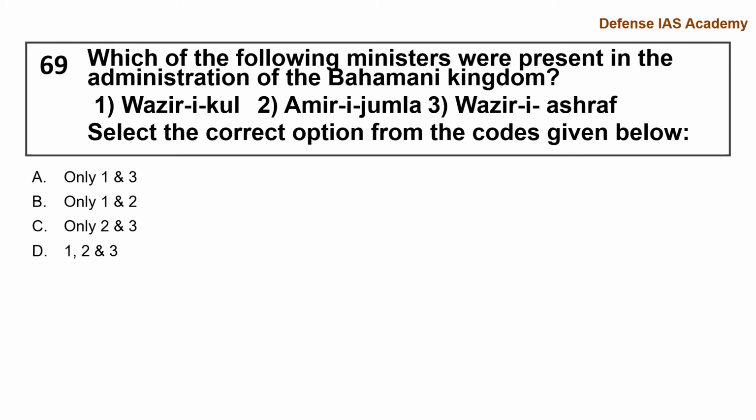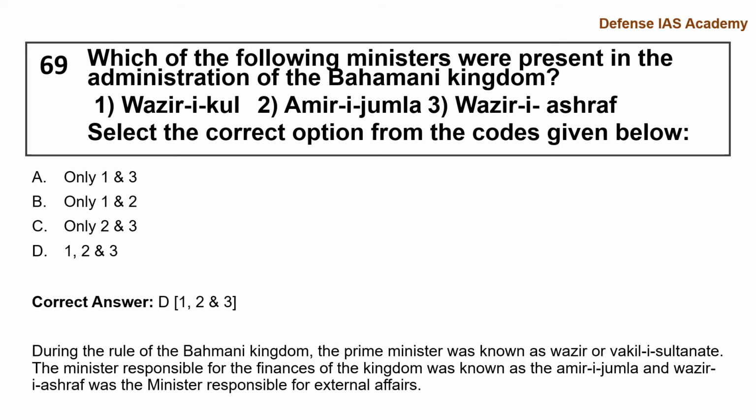Question number 69. Which of the following ministers were present in the administration of the Bahmani kingdom? 1. Wazir-i-Kul. 2. Amir-i-Jumla. 3. Wazir-i-Ashraf. Select the correct option from the codes given below. The correct answer is option D, 1, 2 and 3.